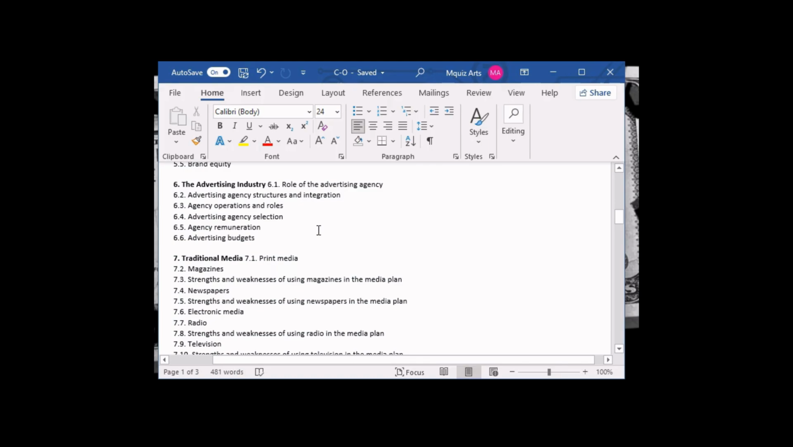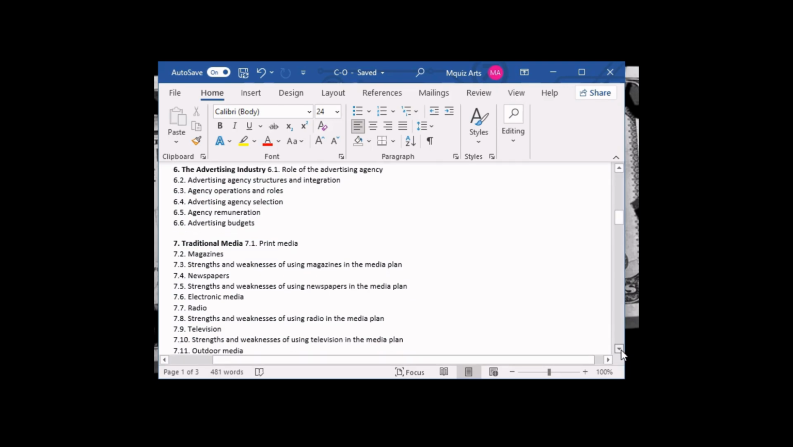So as you have seen, all of this is within the advertising industry, from advertising budgets, operations, roles, to agency selection. It will be better if you also have a look at this one. And we shall be going topic by topic.